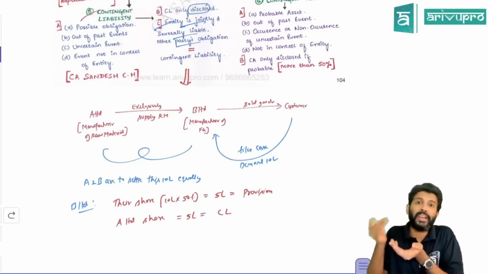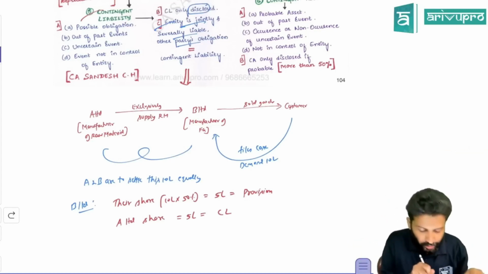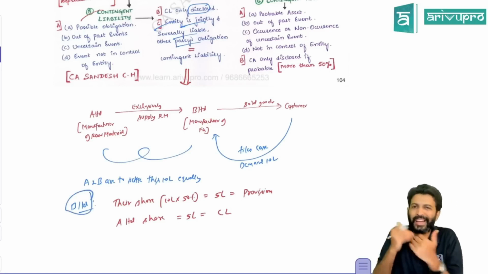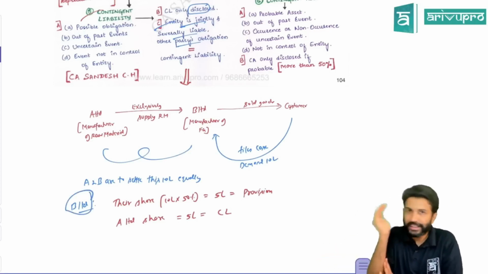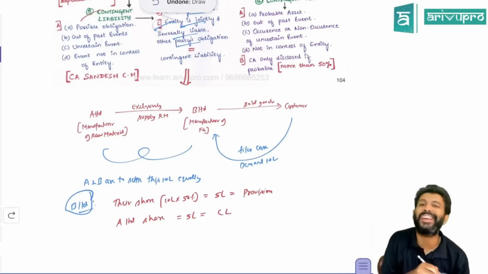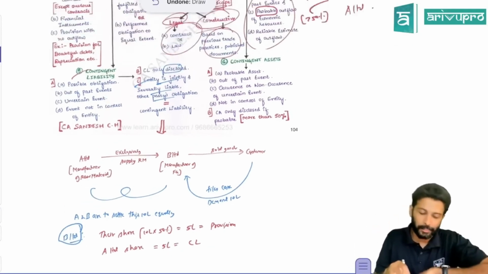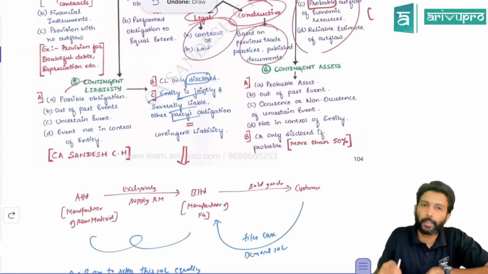Correct? Whether A will default or not depends on A's performance in the future. So we don't know. Yes, sir. So hence B will show its own share as a provision. But the other party's share, in this case A Limited's share, which is 5 lakh, will be disclosed by B Limited as a contingent liability. That's what we mean by this particular provision.